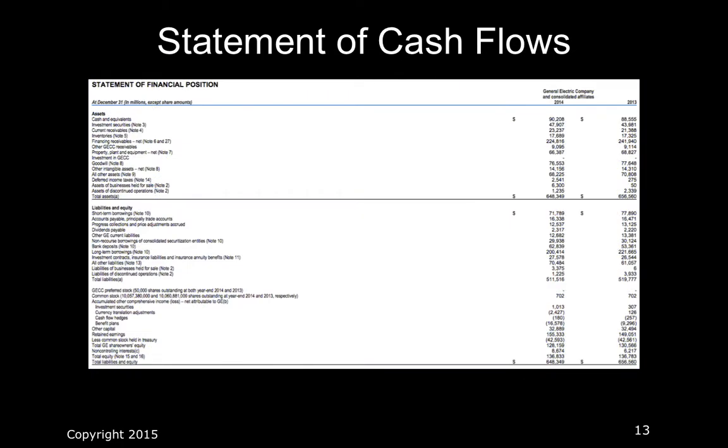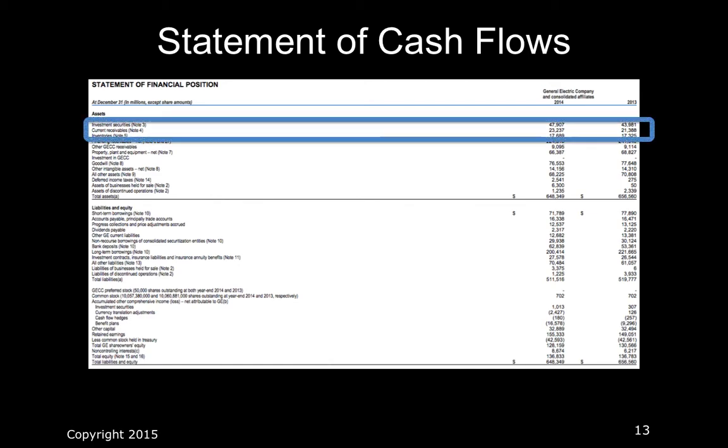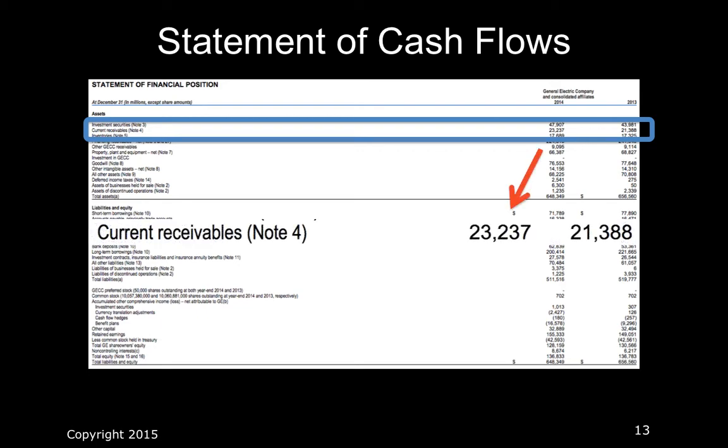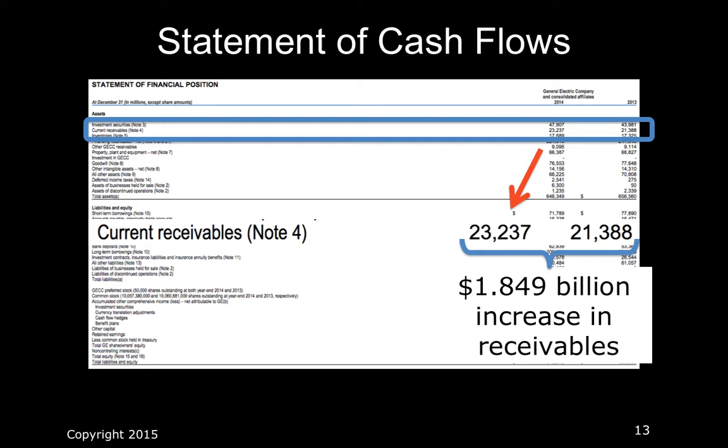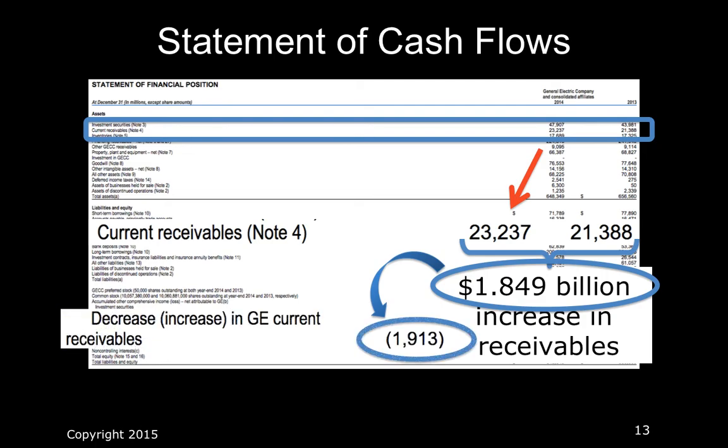We can get that number from GE's balance sheet. This is the line for current operating receivables. And when we blow that up, we see that receivables rose from about $21.4 billion to about $23.2 billion, an increase of about $1.8 billion. And this is approximately equal to the $1.9 billion on the statement of cash flows. Except on the statement of cash flows, it is negative. The adjustment to net earnings is the change in receivables.